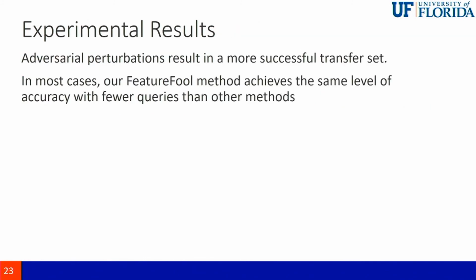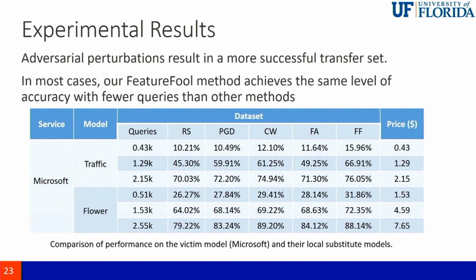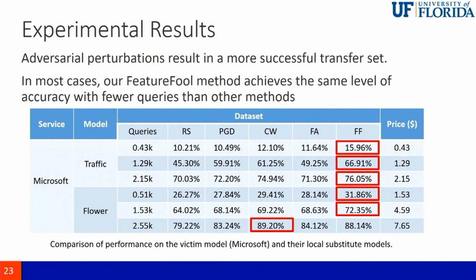So now let's take a look at the experimental results. Say we're using the Microsoft service, and we're using their traffic machine learning model and the flower classification model. You see that we only query a few hundred times, or at most 2,000 times, and the price is only a few dollars. And we can achieve very high accuracy. In fact, if we query 2,000 times, which costs us $2 or $7 in the two data sets, our FF means our feature-based extraction attack. CW is the CW-based feature model extraction attack.